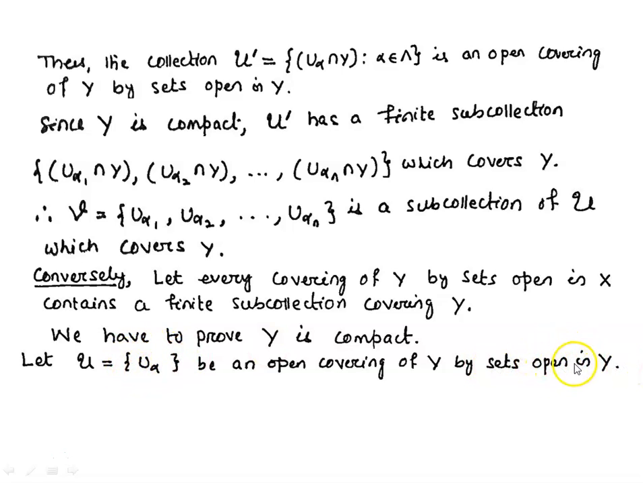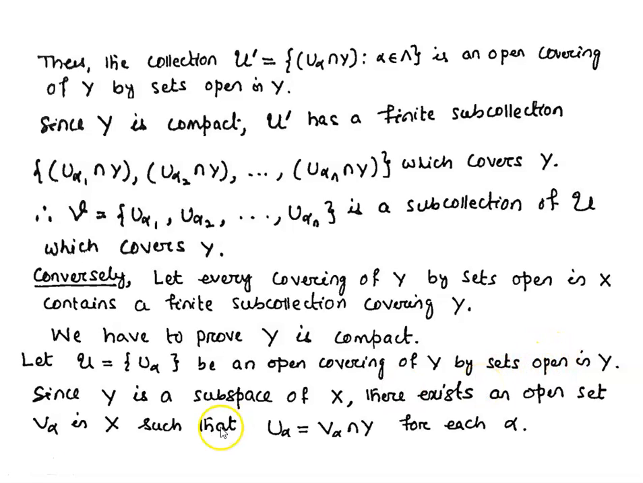Here we have sets open in Y. Since Y is a subspace of X, each U alpha is open in Y. So for each U alpha, there exists a V alpha which is open in X, such that U alpha is equal to V alpha intersection Y.